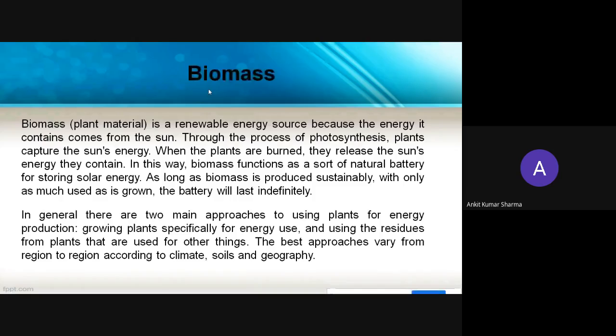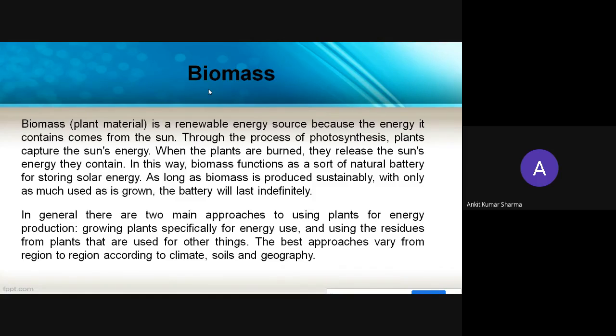Biomass is a renewable energy source because the energy it contains comes from the sun. We use plant material for biomass energy, and the plant uses sunlight to make food, through the process of photosynthesis. Plants capture the sun's energy, and when the plants are burned, they release the sun's energy they contain.